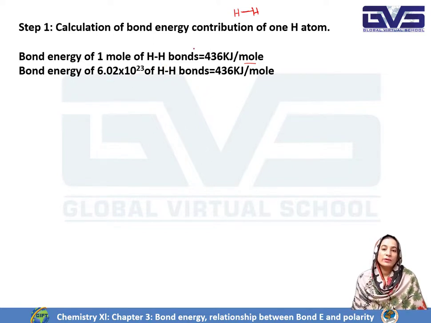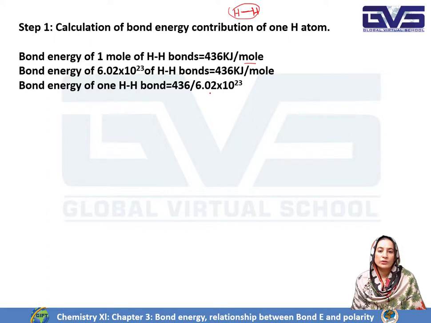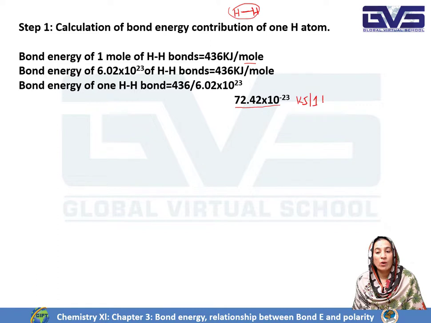And how much will it be for one bond? This is for 1 mole of bonds, and now we have to calculate for one bond, only a single bond, not 1 mole. So this will be divided by Avogadro's number, and you will observe this is 72.42 × 10^-23 kilojoule per 1 bond.